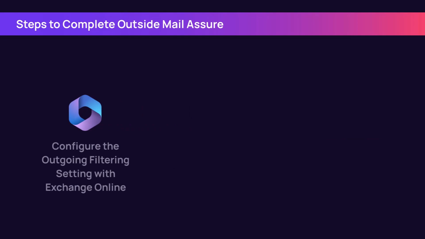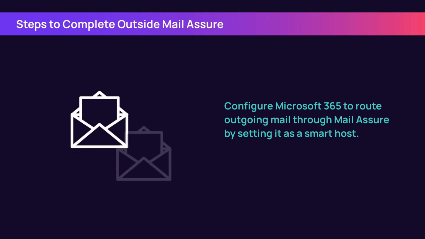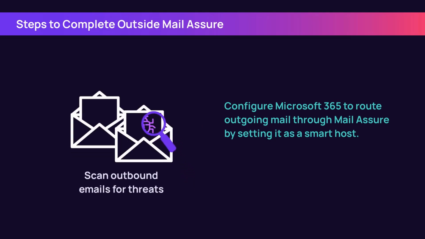If using outgoing filtering, configure the outgoing filtering setting with Exchange Online to route outgoing mail through MailAssure. This allows scanning of outbound emails for spam, malware, and policy violations. This step prevents the domain from being blacklisted due to outgoing spam and ensures compliance with email policies.